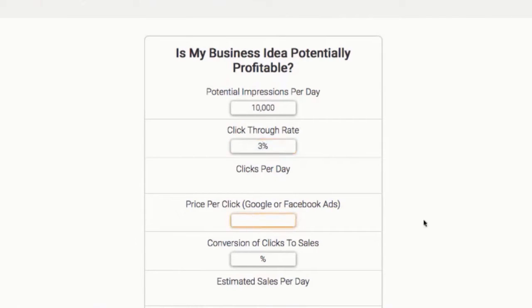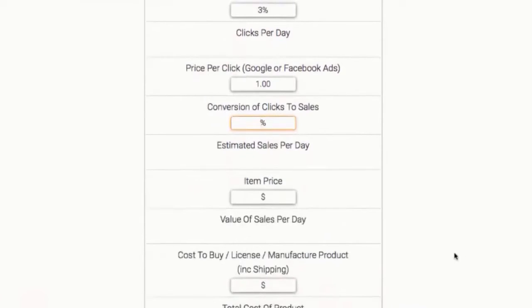Right, the price per click. On Google it's going to be much more expensive. On Facebook ads, depending on the marketplace again, you can get very cheap clicks with targeted traffic indeed. So let's just go for an average of $1 a click. That's fairly reasonable.